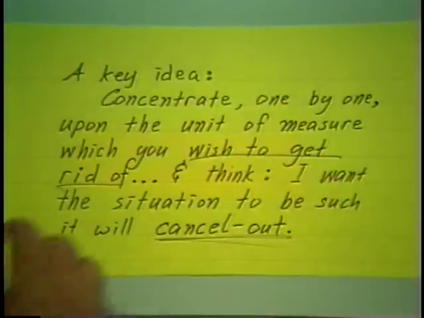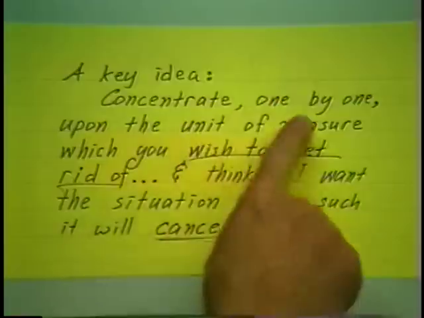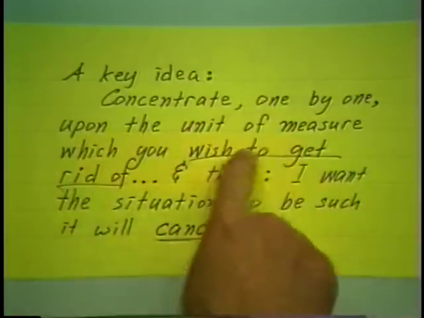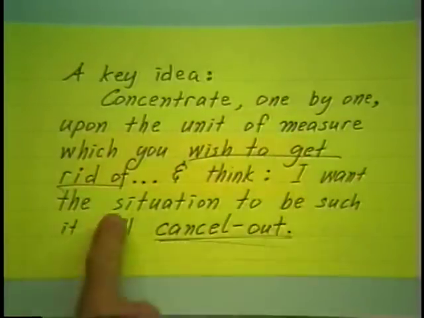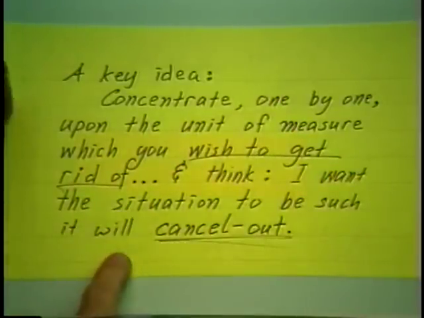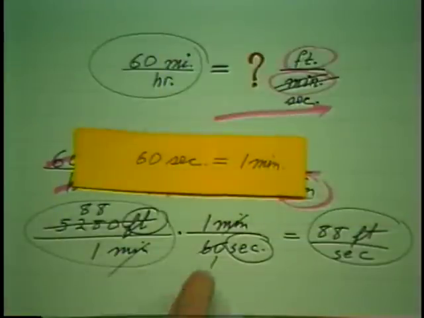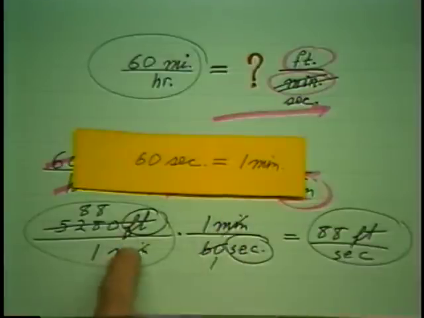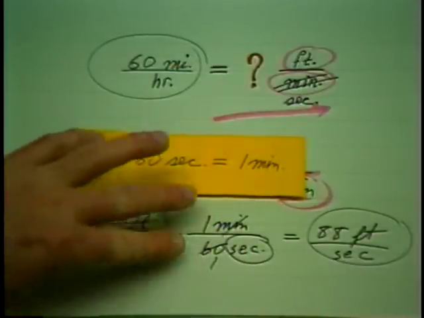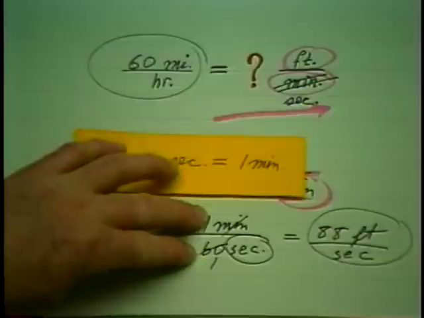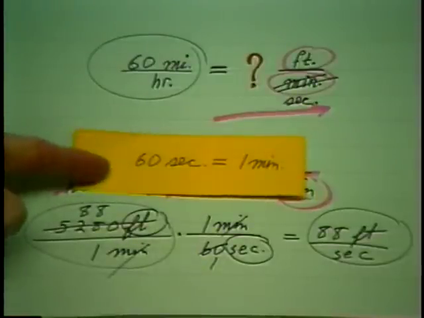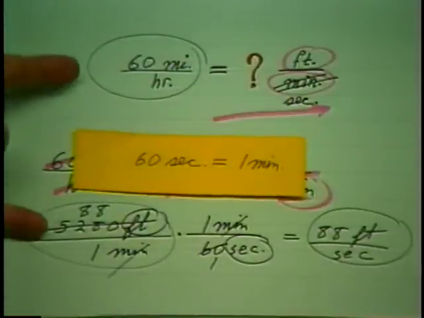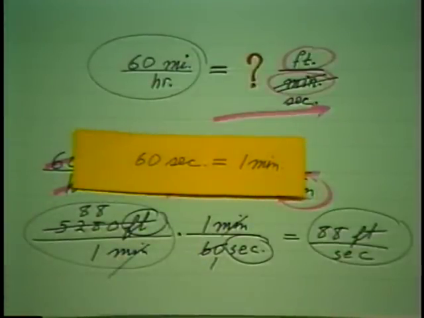Remember our key idea? Concentrate one by one upon the unit of measure which you wish to get rid of, and think, I want the situation to be such that it will cancel out. So in this case, I wanted minute on top to cancel minute on the bottom. But always remember, the situation that makes that work is the top must be equivalent to the bottom, which we get from tables. Now let's attack a simpler problem by yet another method.